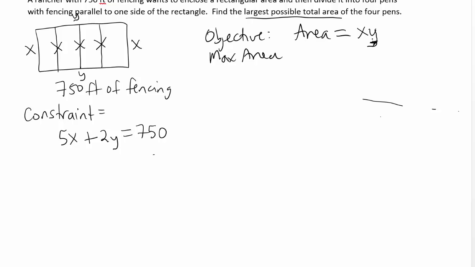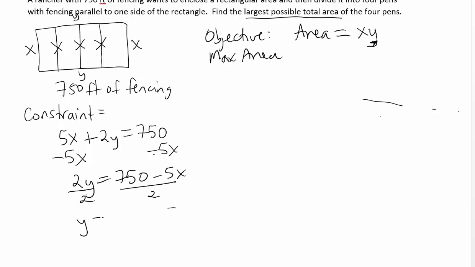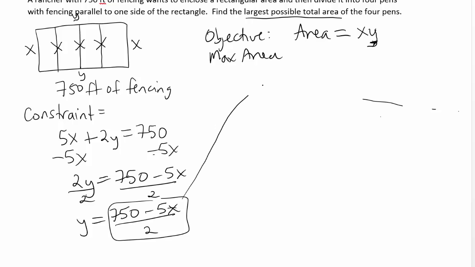So if we want to get rid of the y over here, then I want to solve this for y down here. So I might subtract 5x from both sides, and then divide by 2. And this tells me that y has to equal 750 minus 5x all over 2. And I'm going to take that whole expression for y, and I'm going to put that right here. So my new area formula becomes x times 750 minus 5x all over 2.